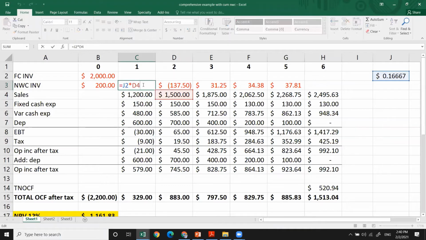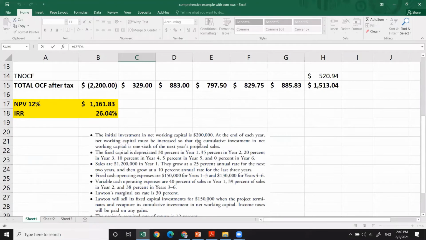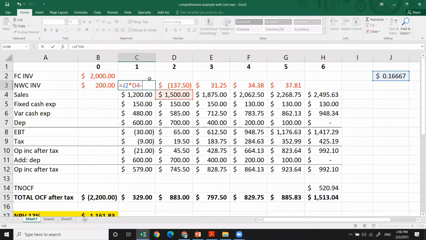However, the cumulative net working capital should be taken into consideration. Look, this will be increased so that the cumulative investment in net working capital will be 1/6 of it. And what you need to do is just subtract the previous year's net working capital. I do the same thing here: this multiplied by next year's sales, if this is the second year, the third year sales, minus 50 minus 200.